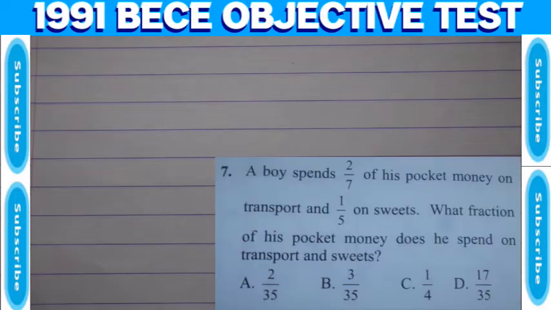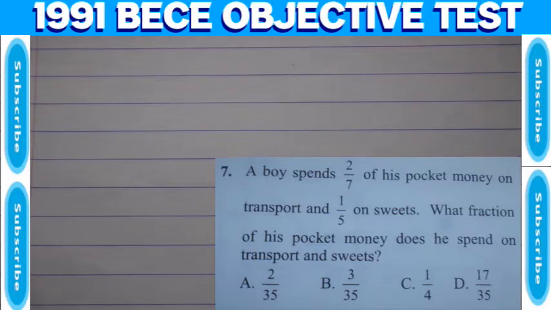It's a question on fractions. A boy spends 2 out of 7 of his pocket money on transport and 1 out of 5 on sweets. What fraction of his pocket money does he spend on transport and sweets? So this is a word problem on fractions. Let's take a look at how we can solve this particular question. If we are supposed to find the fraction of his pocket money he spends on transport and sweets, it means that we are supposed to find the sum of the fractions of money spent on both transport and sweets.